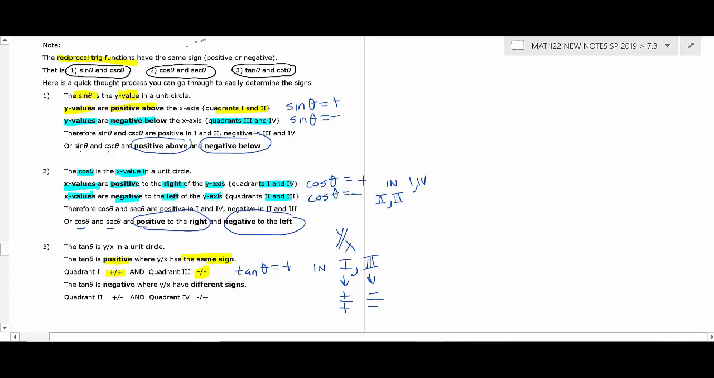And then the tangent is going to be negative where you have different signs, so that happens in quadrants 2 and 4.